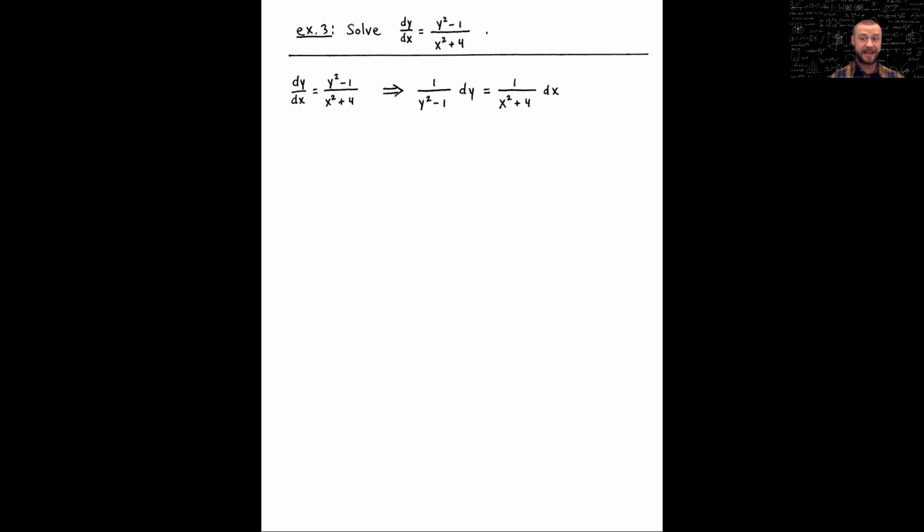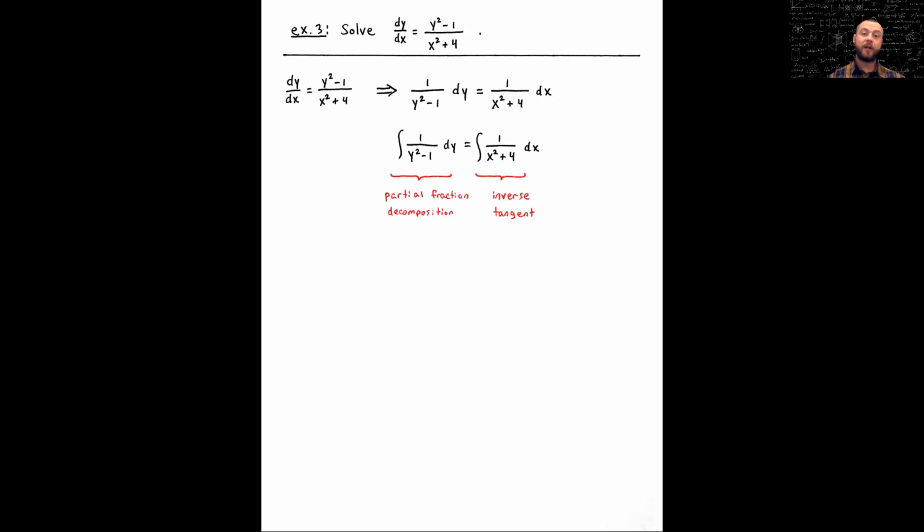Certainly fine to have fractions, but make sure they are fractions that contain the right variables. Notice on the left side, we have a fraction involving y times dy, which is what we want. And on the right side, we have a fraction containing x multiplying dx, which is again also what we want. So this is properly separated. All right, at this point, once it's separated, we just have to integrate both sides. Sounds really simple, right?